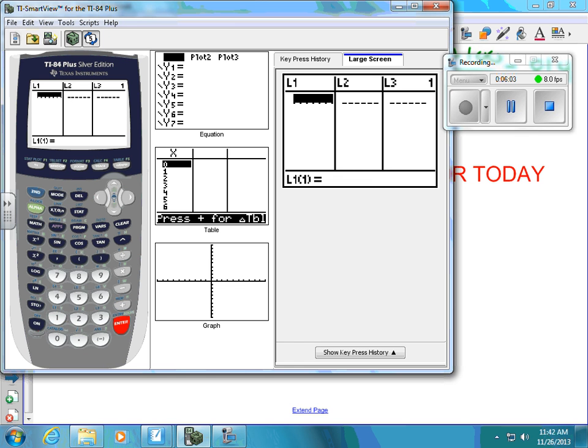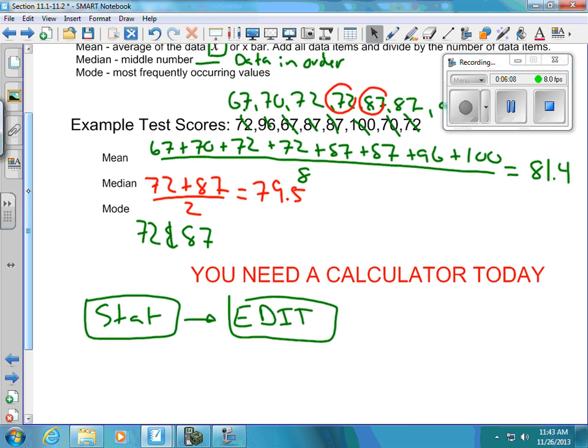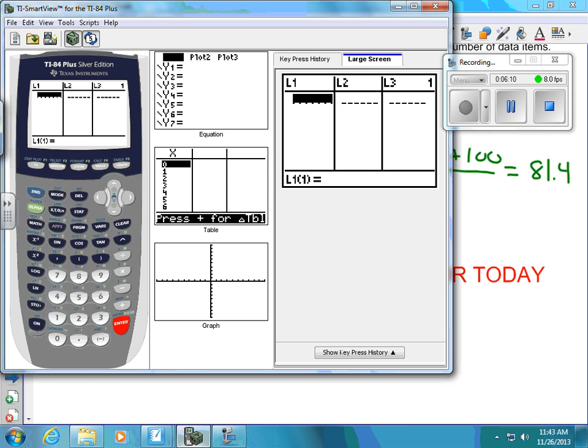Okay, so we are going to enter in our data values. The cool thing is they don't have to be in order. I'm going to prove it to you. I'm going to put the unordered data values back in. So I'm going to put in 72, 86, 96, and we had 67, and then we had 87, and then we had 87, and then we had 100. And then we had 70, and then we had 72.